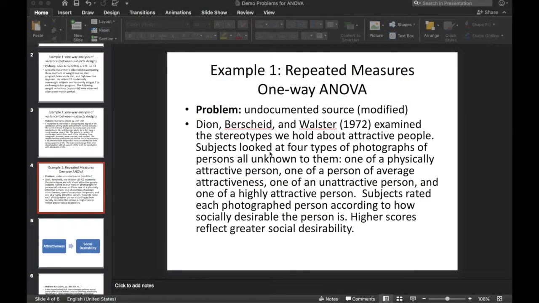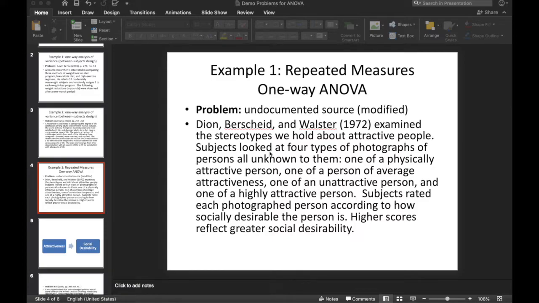Today I'm gonna be discussing a demonstration on repeated measures one-way analysis of variance. But before we get to that, let me first talk about what repeated measures one-way ANOVA is and what are the conditions for which it is used.